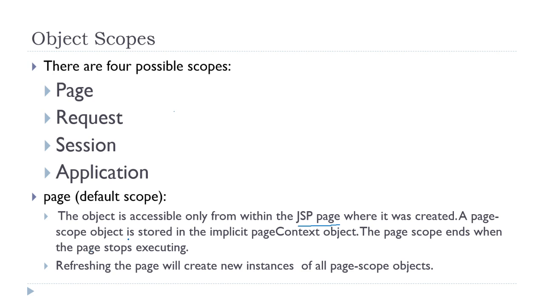The page scope object is stored in the page context object. So if we want to access some page scope objects, then we can use this page context object. This is an implicit object, so we can directly use it. This page scope will end when our current JSP page stops executing. Even if we refresh the page, it will create new instances of all the objects related to that page.